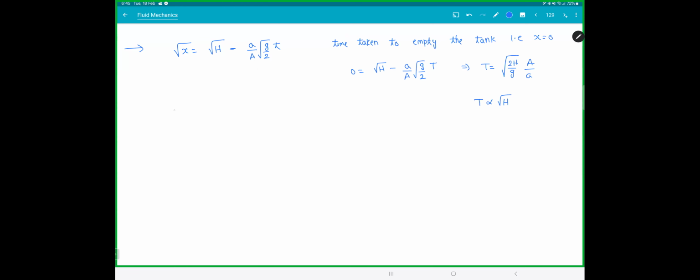So this would be like a mains level question. If you have one tank and another tank, let's say this height is 4h and this height is h. So time taken to empty, if this is T1 and this is T2, then T1 is to T2 will be 1:2 ratio. So if you make the height 4 times, the time will be 2 times. It will not be 4 times. Is this clear, everyone?